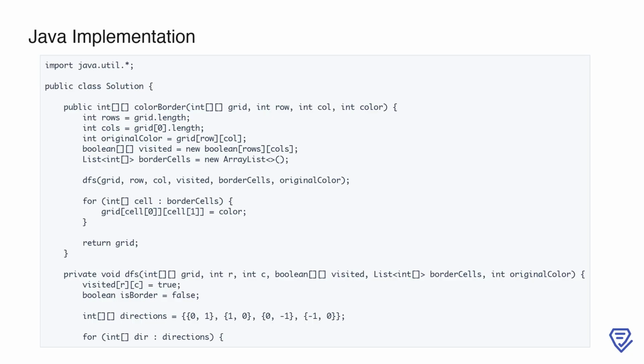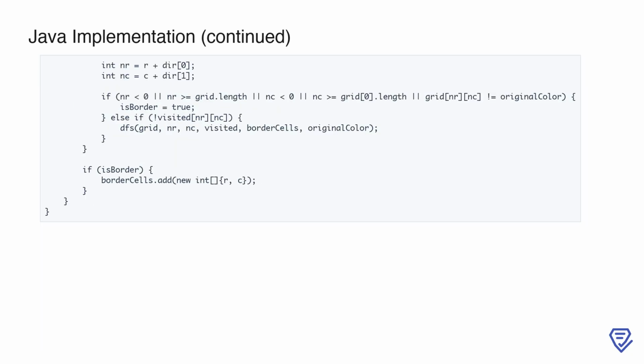The method colorBorder takes the grid, the starting row and column, and the new color as input. First, we determine the dimensions of the grid, store the original color of the starting cell, and initialize a visited array to track cells we've already processed. We also create a border cells list to collect the cells that form the border of the region. Next, we call a helper method, DFS, to perform a depth-first search starting from the given cell. This method will help identify all the cells in the connected component and determine which ones belong to the border. After the DFS completes, we iterate over the border cells list and update the grid, changing the color of each border cell to the new color. Finally, the updated grid is returned.